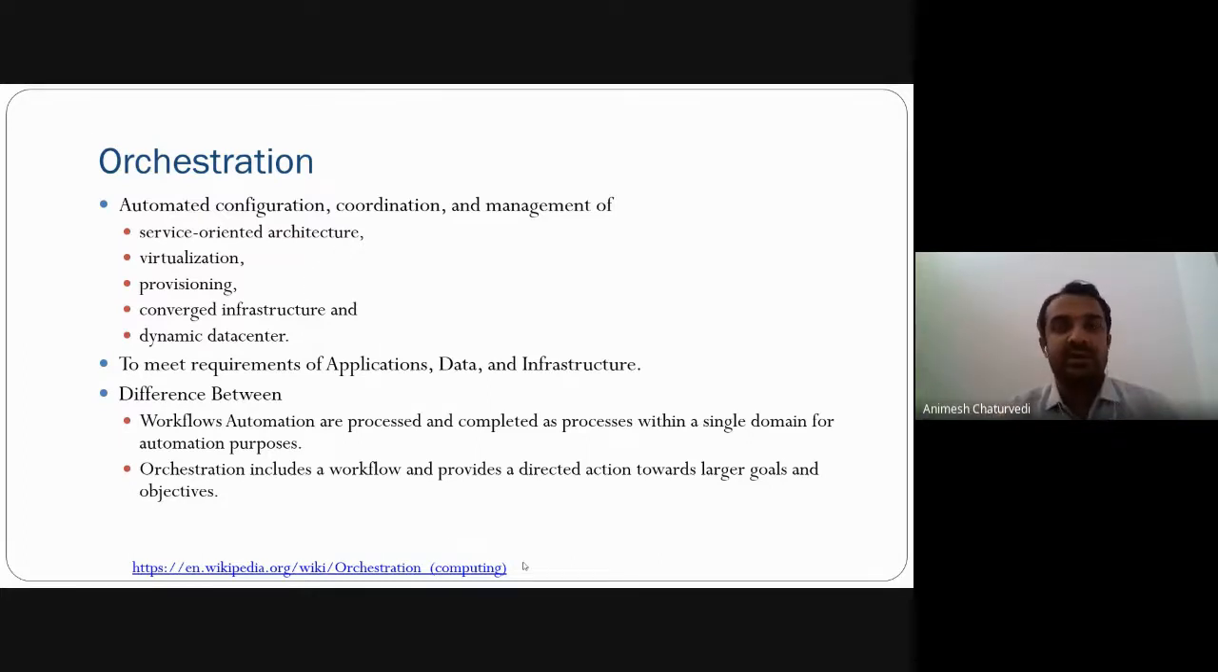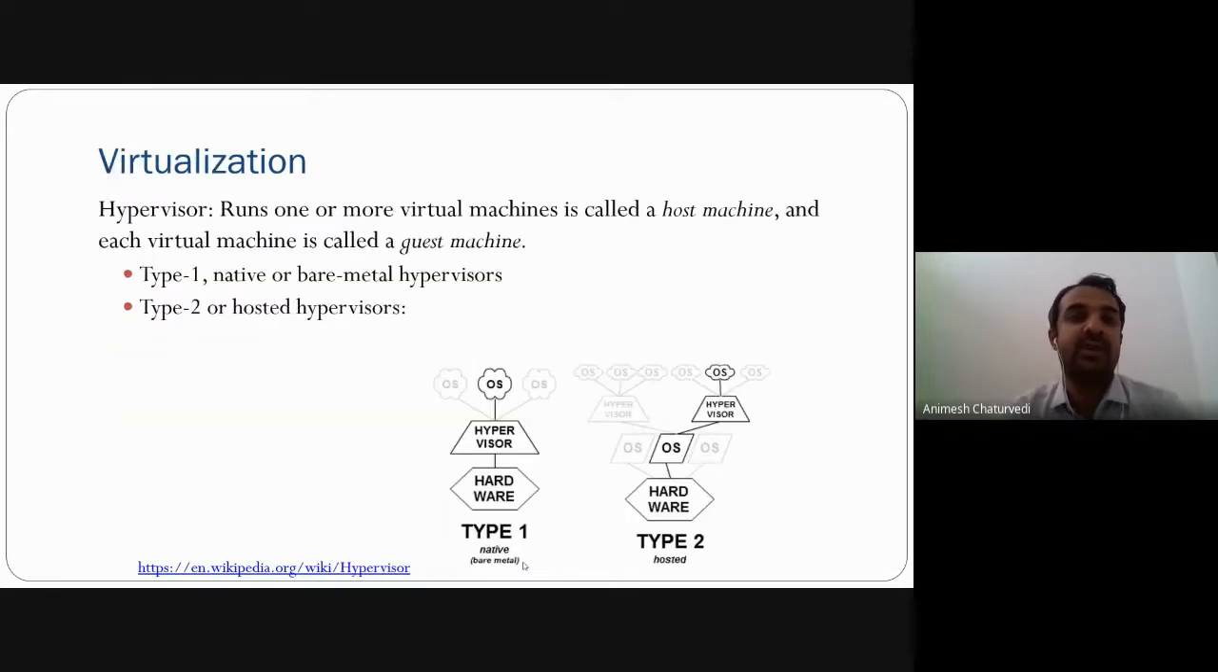A workflow in a specific process is for a single thing. It's a social activity, or you can say a non-technical activity. Now this orchestration is a technical, core computer science activity, and that deals with hardware, software, and all these things, front end, back end.